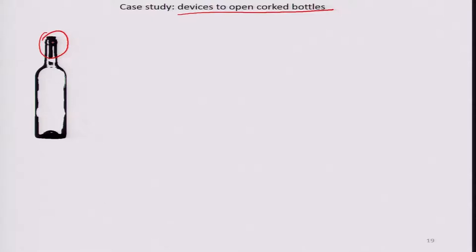I am going to explain material selection by using one case study. Suppose that we want to make a device to open a corked bottle. This is the wine bottle and the cork is placed on the top.